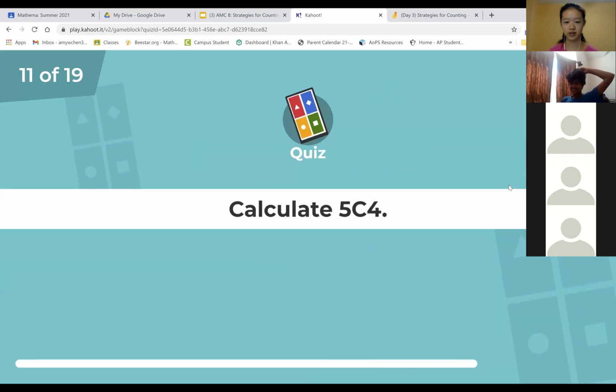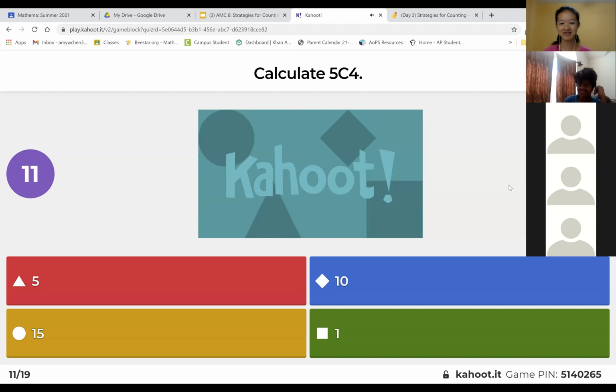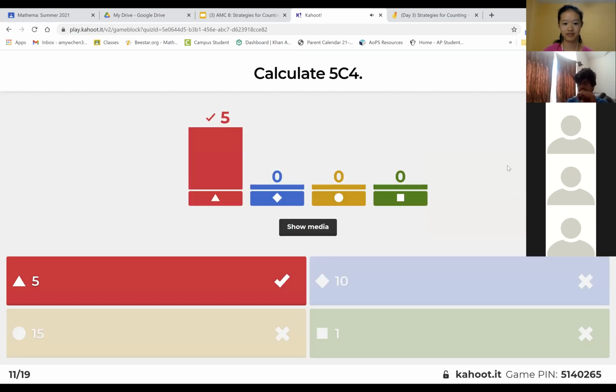Calculate 5 choose 4. I kind of got lazy with the questions back here. I'm going to get this one too. I hope not. No, I think everybody should get this right. I think this is the easiest question. Yeah, this is fairly easy. Okay.